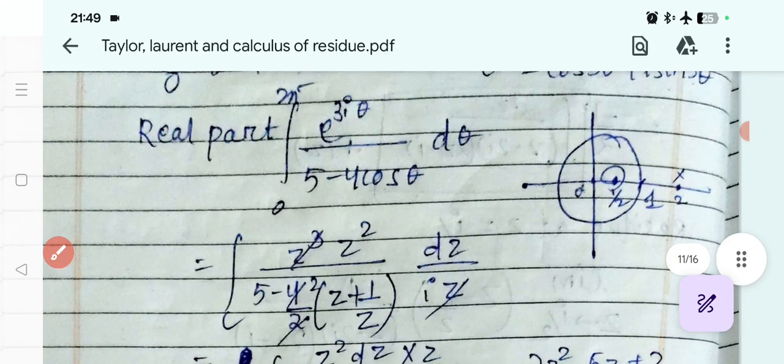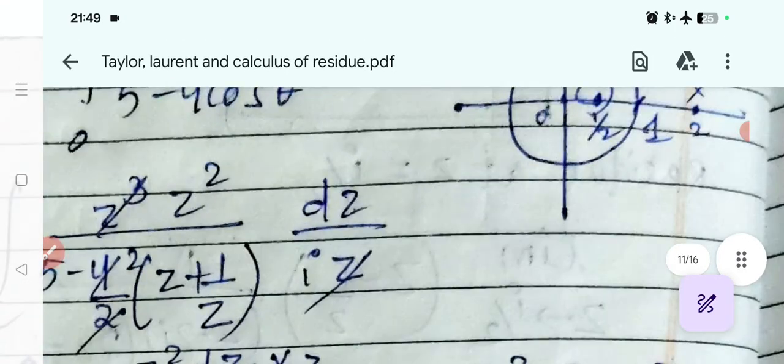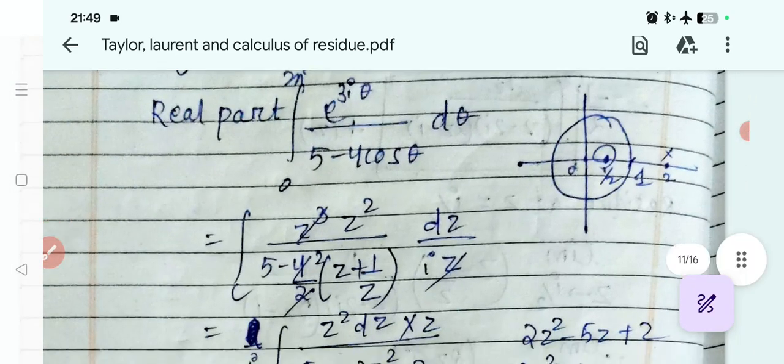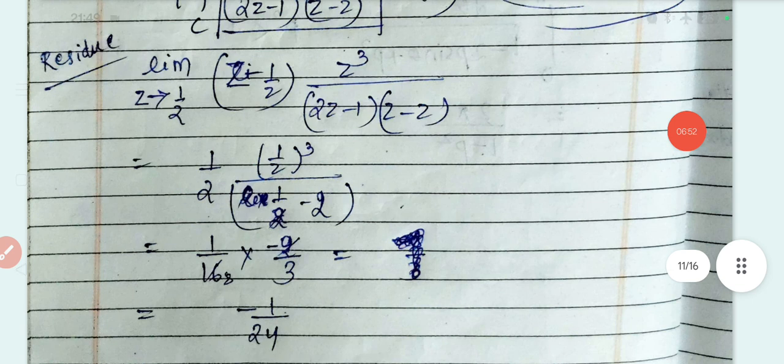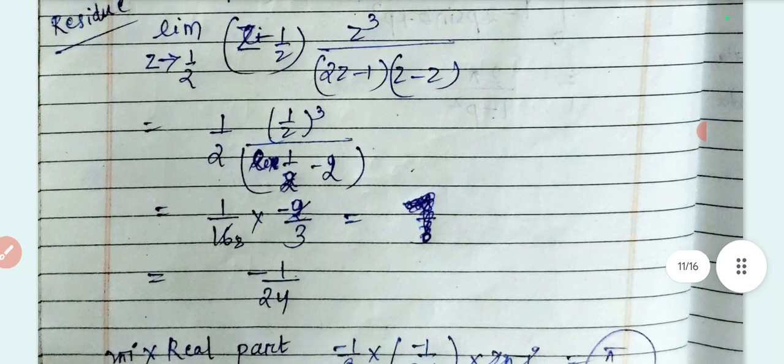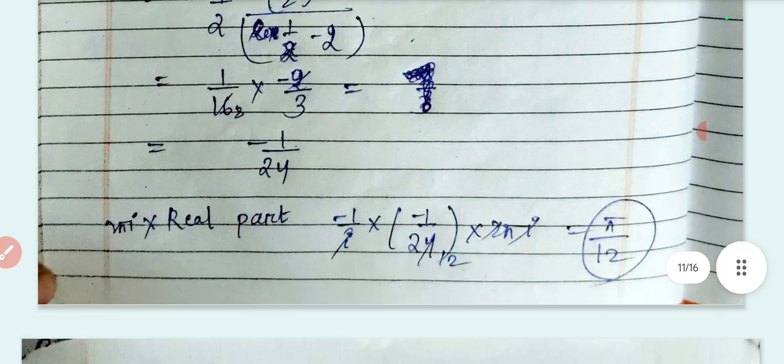Two will be outside the circle and half will be inside the circle. So we have to find the residue which is inside the circle, that will be half. Half is a simple pole, so limit z tends to half, (z minus half) f(z), that is z cube by 2(z minus half)... Then solve the equation and put half in place of z. Answer is minus 1 by 24.